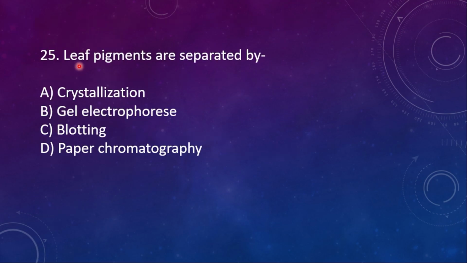25th question. The pigments of the leaf are separated by which process? Option A, crystallization. No. Option B, gel electrophoresis. No. C, blotting. D, paper chromatography. Here the right option is paper chromatography.